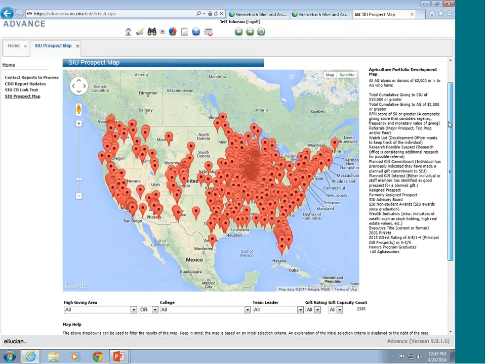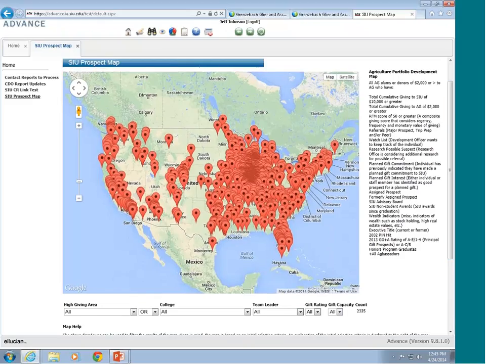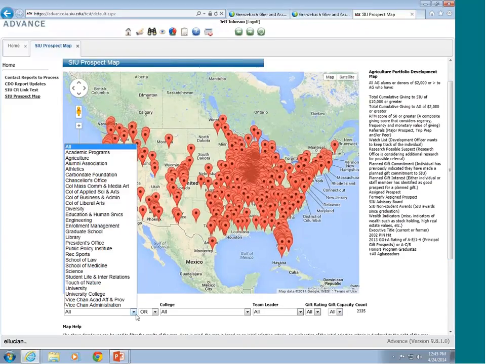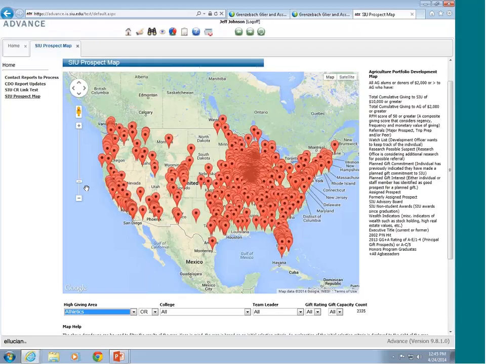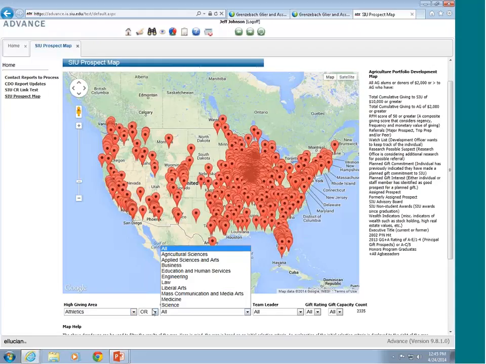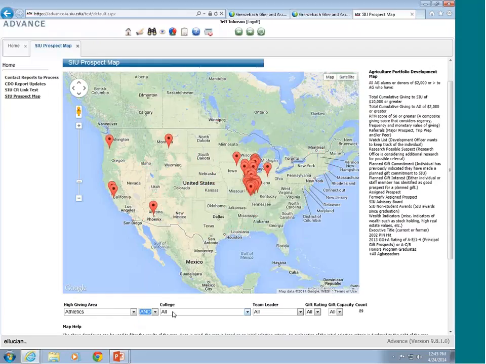So on this map, I'm just going to do a couple filters here just to illustrate. So we're on the ag map. What if we wanted to look at where the highest giving area is, athletics, just to give us something to kind of filter on. And we'll say their college, of course, is ag. And so that brought us down to 80 pins. Again, remember the initial selection. This is reducing that selection down to 80 pins, and you can kind of see how everybody's arranged.